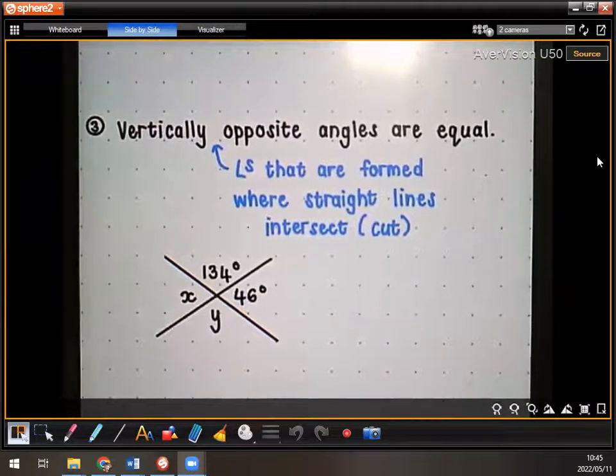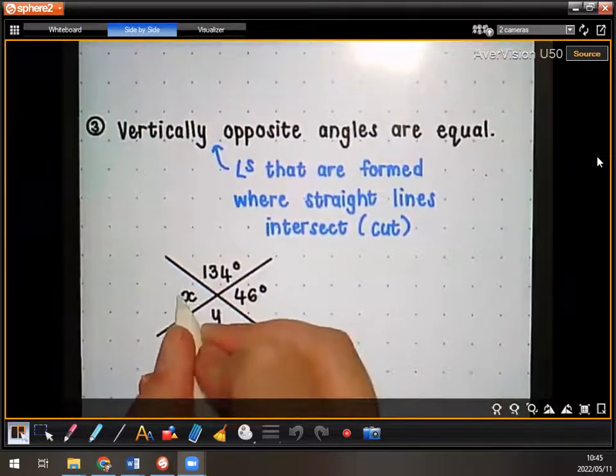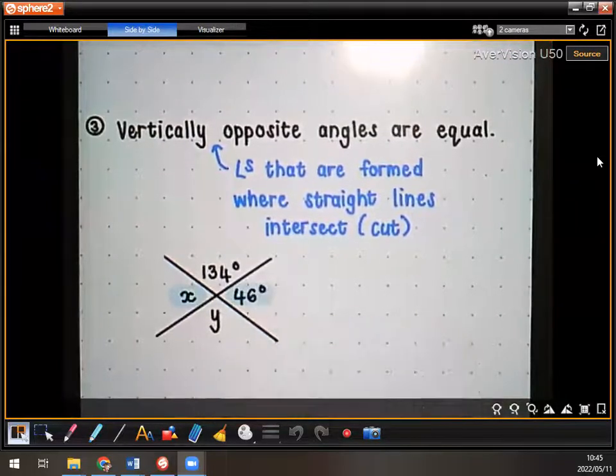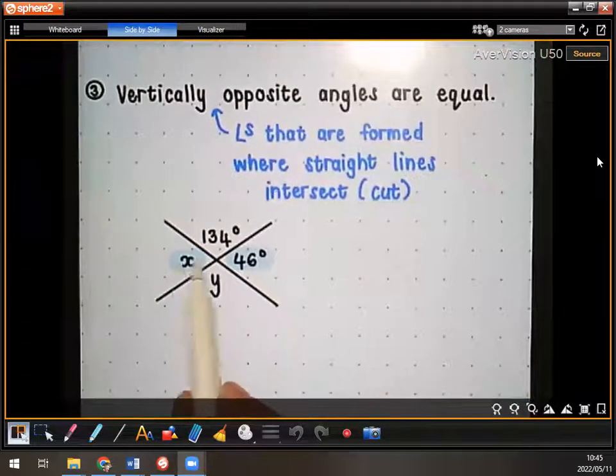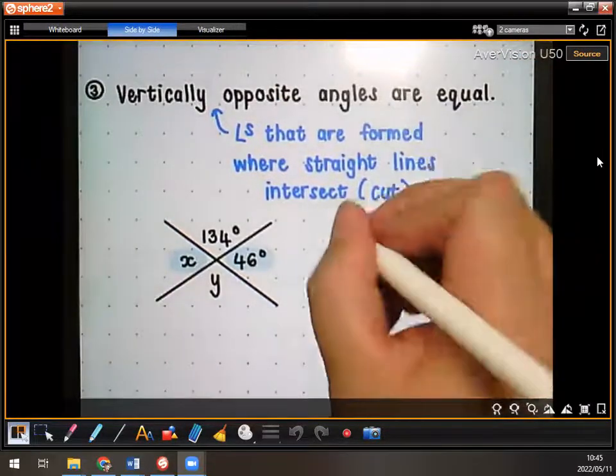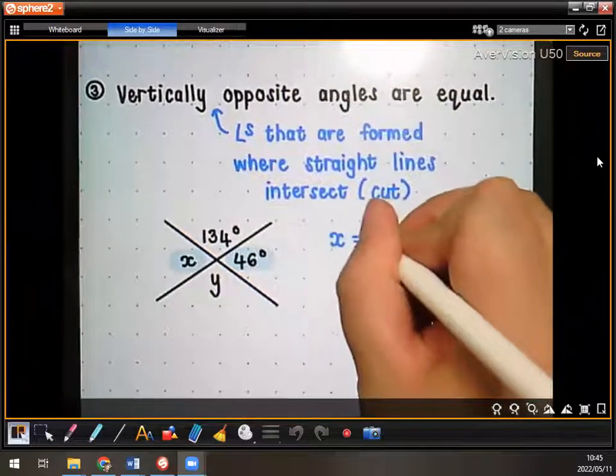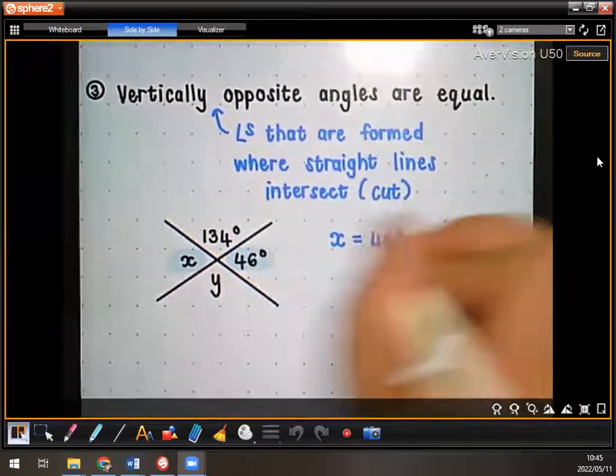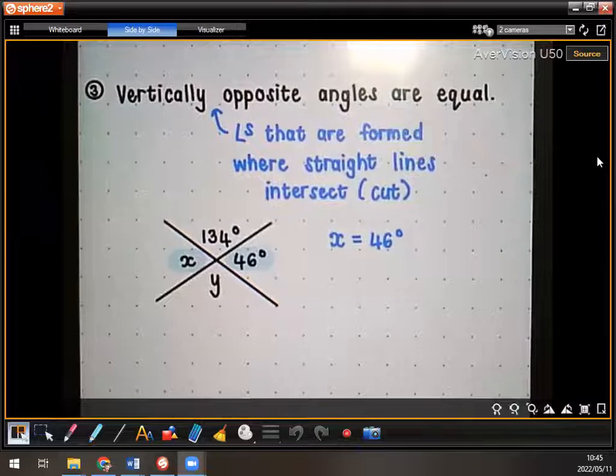All right, so they are opposite each other. So if you want to take a highlighter, you can highlight x and 46. So we see that those two angles are opposite each other. We have two straight lines that have intersected, and the angles that are opposite each other are equal. So we're going to say that x is equal to 46 degrees. So we don't actually have to do a calculation for that one. That's the easiest one.